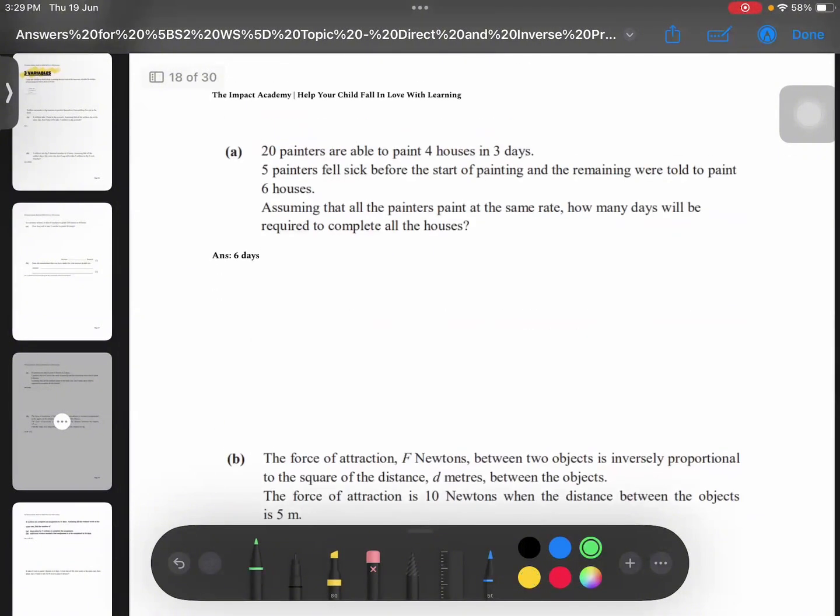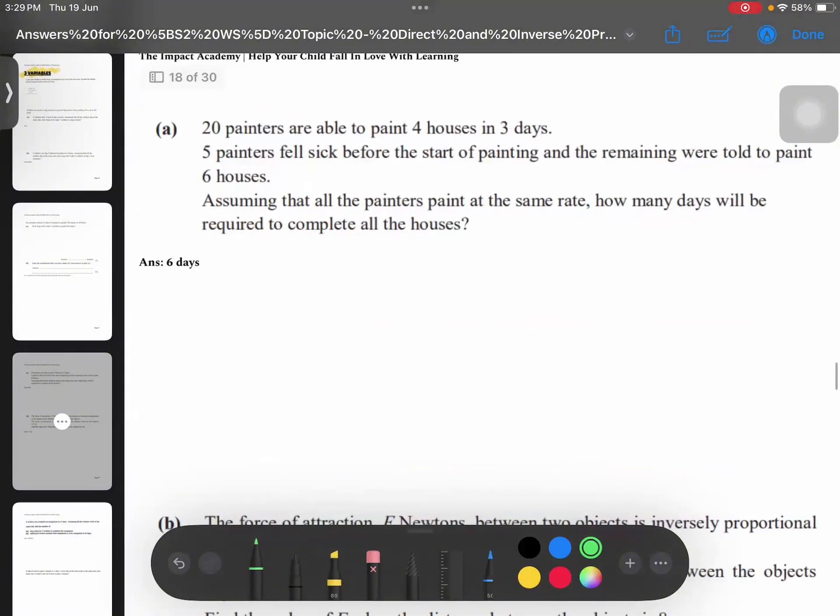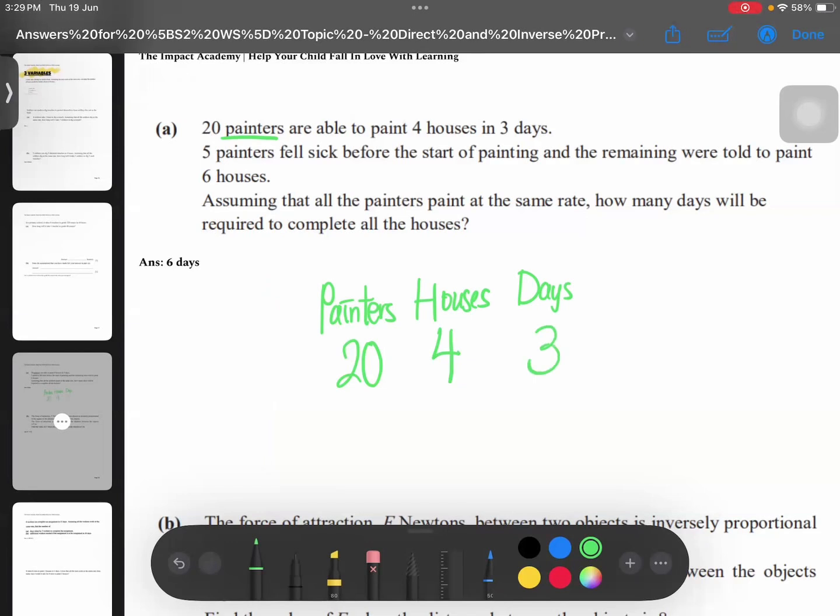Over here, is this the painter's question? Now, I tell my students that you need to create how many columns? Not really columns, but rather, you know that 20 painters are able to paint. So painters, houses, and days. These are the different units that you have. Can you understand this? Houses and days, and then over here, you have painters. Agree or disagree? All right, what happens is that we have 20 painters. How many houses? 4 houses. So 20 painters can paint 4 houses in 3 days. That's what they're trying to say. And 5 painters fell sick before the start of painting, and the remaining were told, the remaining is how many of them? 15 of them. Agree or disagree?